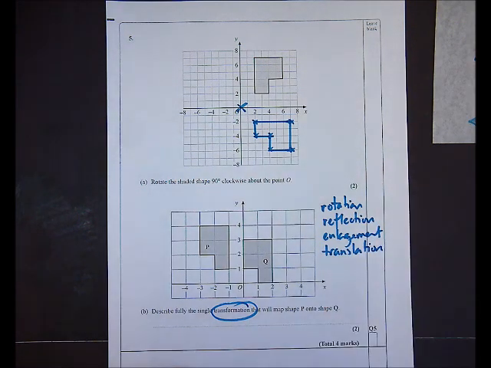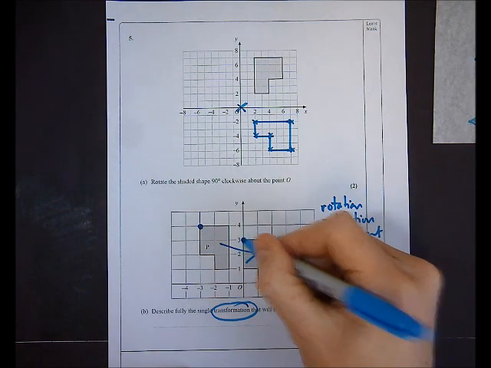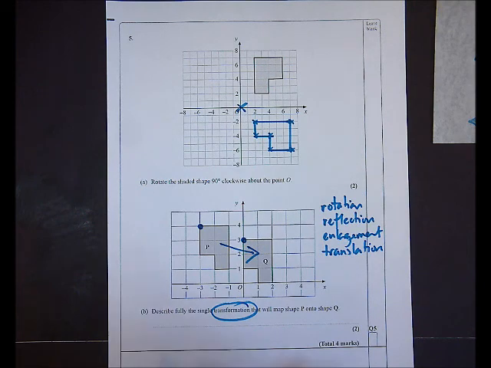And I'm going from P to Q. And it's worth drawing an arrow on so I know I'm going from P to Q, and not the other way around. I'm going to mark a point on P, and I'm going to mark that same point on Q. And I'm going to work out how I've gone from P to Q.